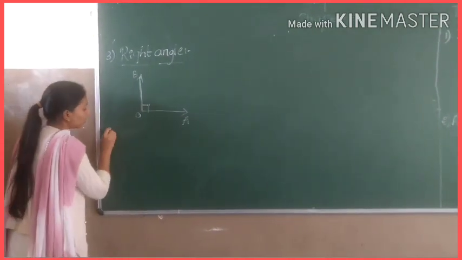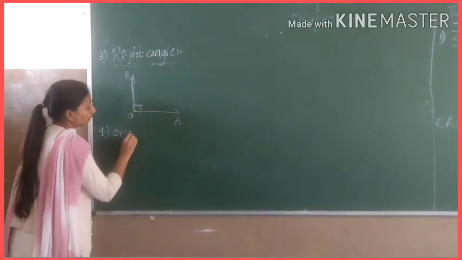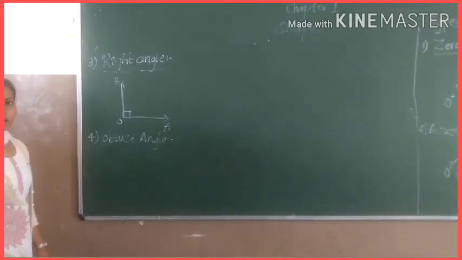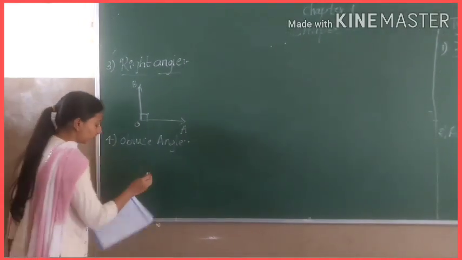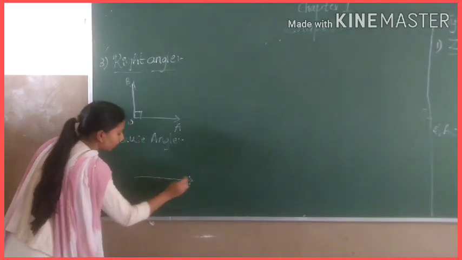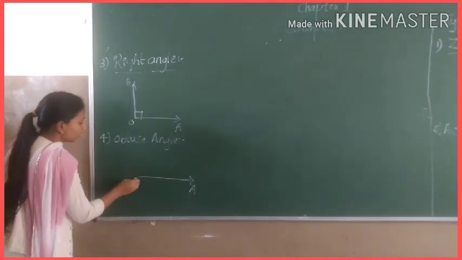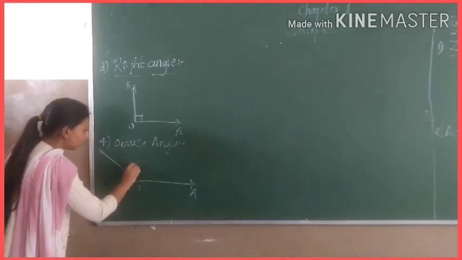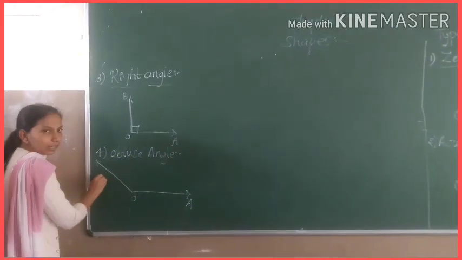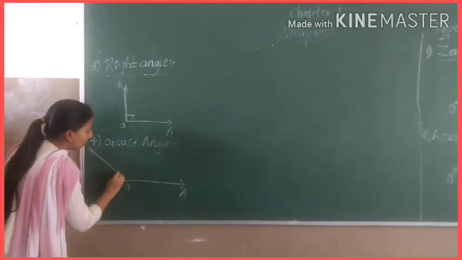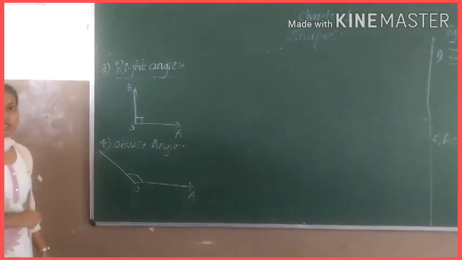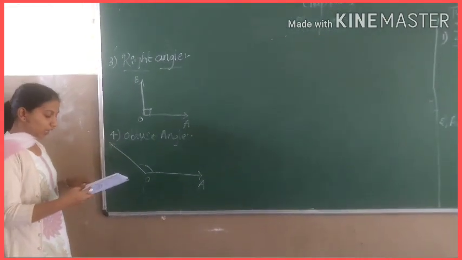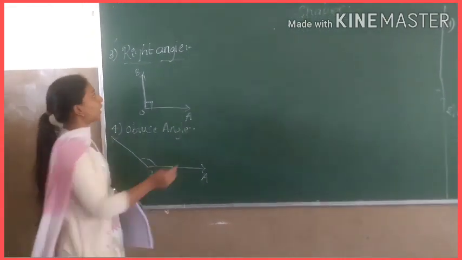Next one is obtuse angle. If the angle lies between 90 to 180 degree, this is the initial ray O and A, and the final ray lies between 90 to 180 degree. Here it comes above 90. So 90 to 180 degree, we call this one the obtuse angle. The angle which has a measurement between 90 to 180 degree, we call an obtuse angle.